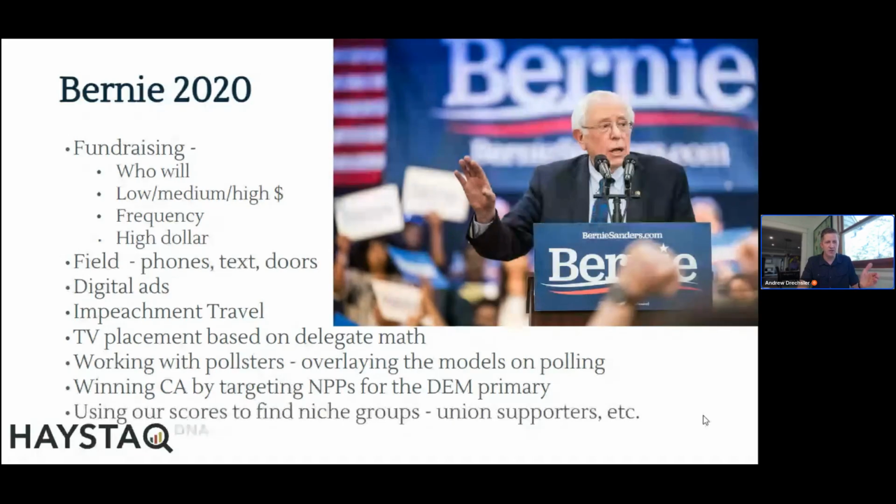And then again, finally, using our scores to find niche groups like union supporters. For example, if they were doing an event in an area that was union focused, we were able to go in and say, all right, here are Bernie supporters or likely Bernie supporters. And by the way, given this event is union focused, we have a score on who's likely to support unions or not, to get that message out there, to get people to the events. So lots of different ways that the Sanders campaign used us smartly in 2020.